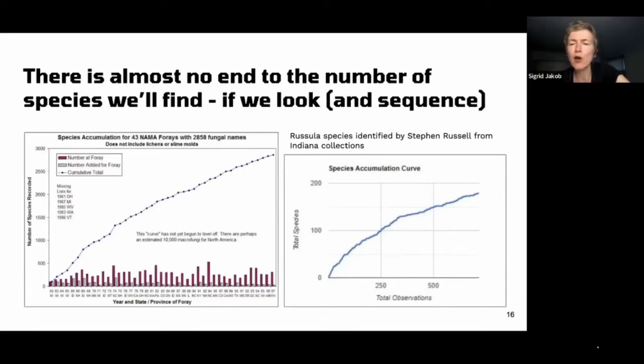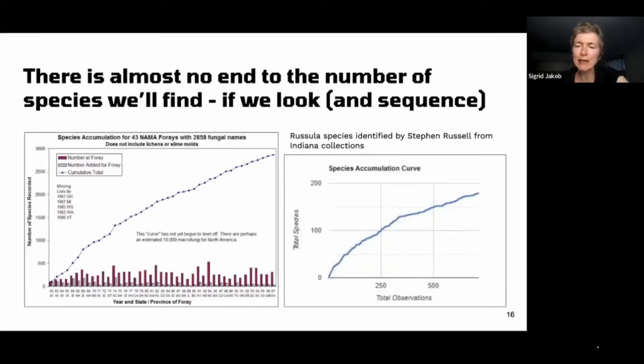A very similar curve occurred when Stephen Russell was looking at Russula species from his Indiana collections. Garrett Taylor recently did his own species accumulation curve. It had exactly the same shape. I saw one for Newfoundland. So basically, wherever you look, the curve looks exactly the same. The more we look, the more species we find, and there's really no foreseeable end to it.